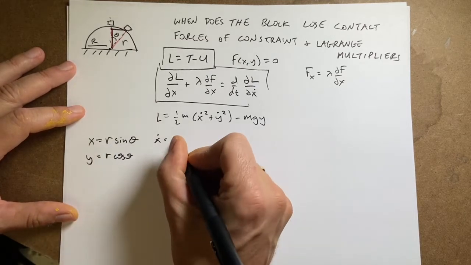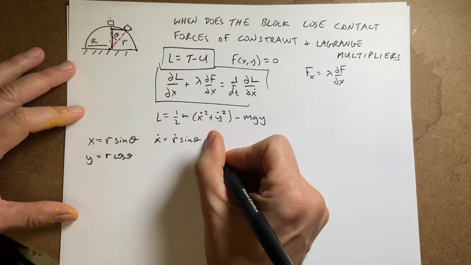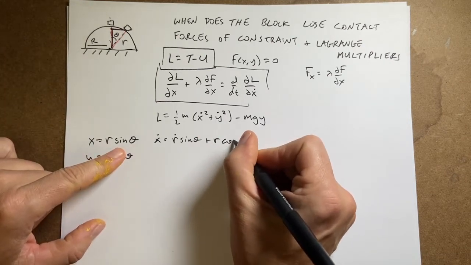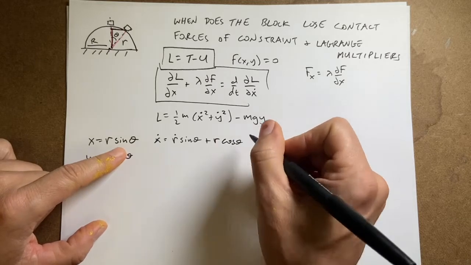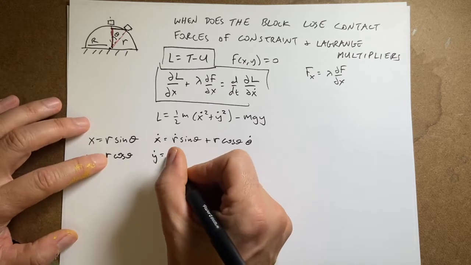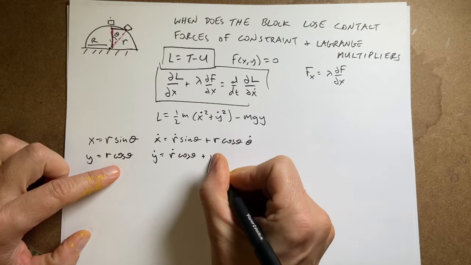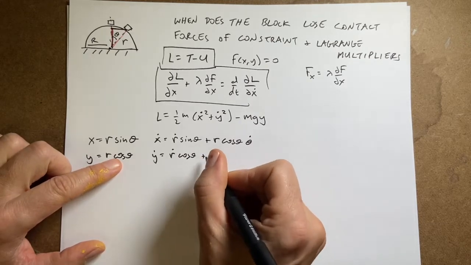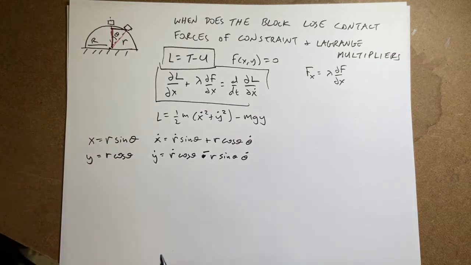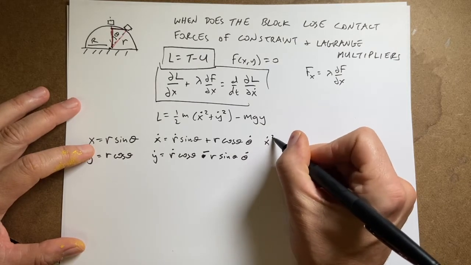So I'm going to say r dot times sine of theta. Now I have to take the derivative of sine theta, so it's going to be plus r times sine, the derivative of sine of theta is cosine theta, and then I have to take the derivative of the inside, and I get theta dot. Now I'm going to do this for y dot, so I get the derivative of r is r dot times cosine theta plus r times the derivative of cosine theta, which is minus sine theta, theta dot. Now I'm going to need to square both of these, so I'm going to get x dot squared.